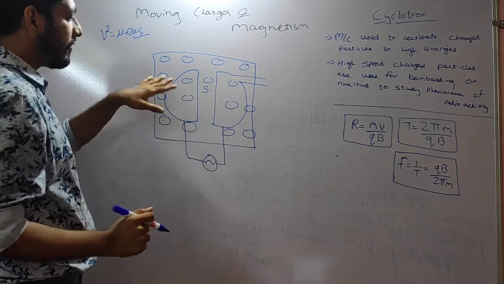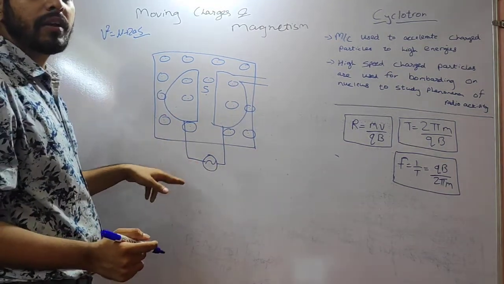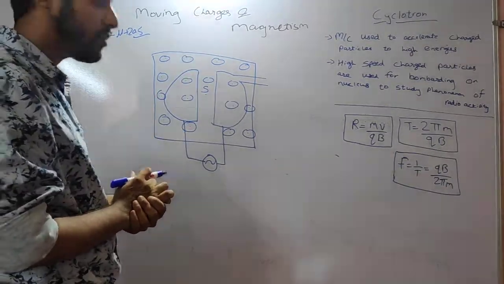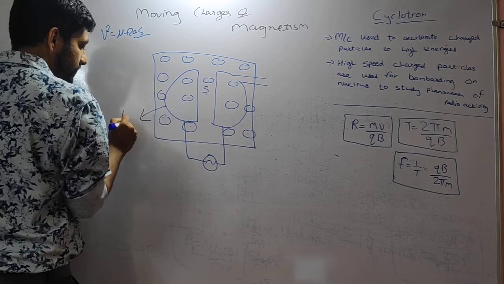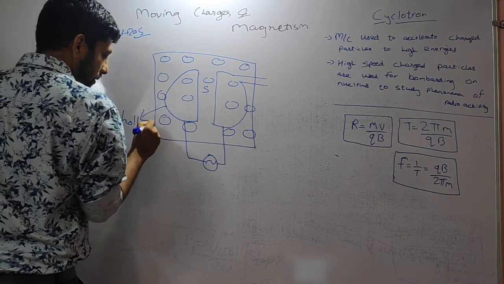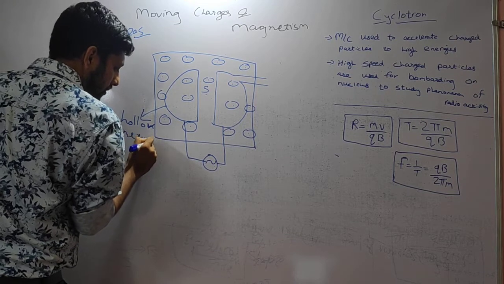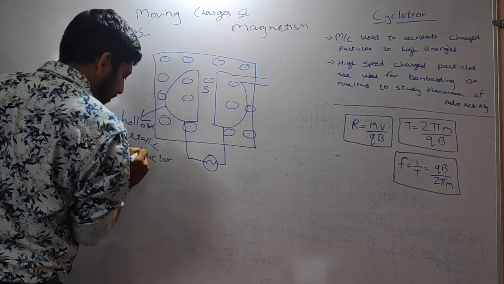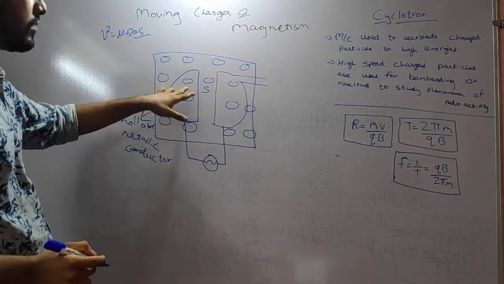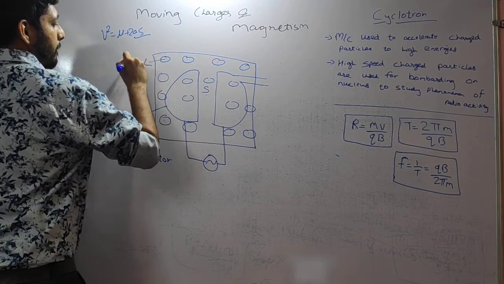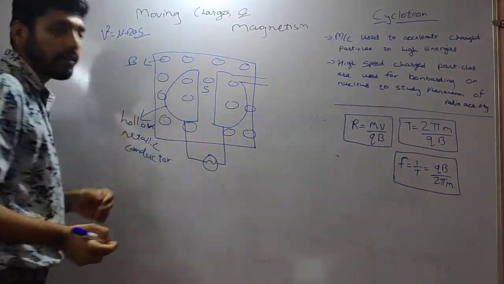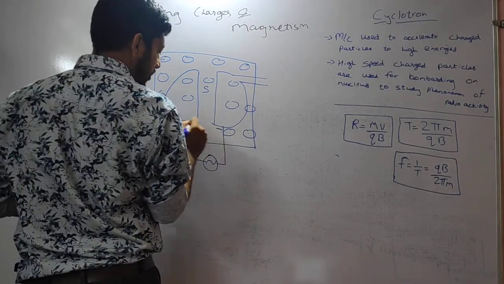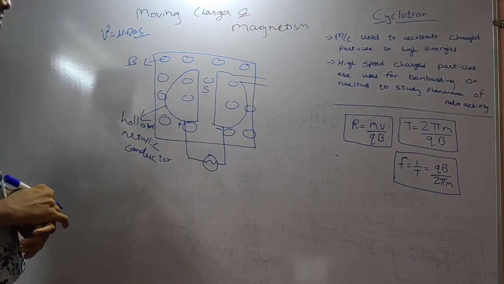We have an alternating electric field, and we also have the magnetic field. The magnetic field is in the outward direction. We have hollow metallic conductors. This is the magnetic field B. Here we have the alternating potential. Suppose here we have negative potential and here we have positive potential. So this is the construction.